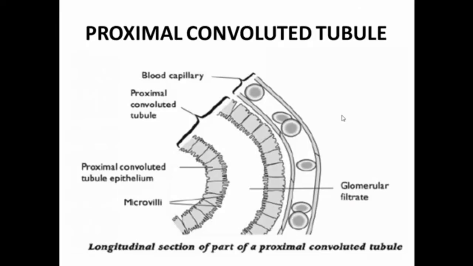Now see, this is another aspect of the proximal convoluted tubule. Here you can see these cells are arranged side to side, and this is the brush border appearance because of the presence of the microvilli, and these are the basal striations, and outside them lies the interstitium of the kidney, and this is the blood capillary showing the various blood cells present here.